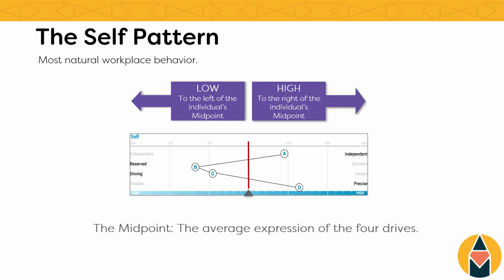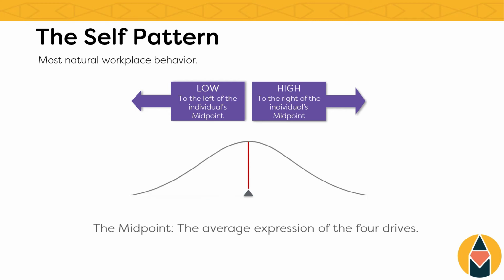The midpoint is used to describe the locations of the points on the pattern. Anything to the right of the midpoint is considered high, while anything to the left is considered low. And of course, there's no judgment with that. High is not better than low. As PI factors move further away from the midpoint, either higher or lower, the associated behaviors become stronger or more forcefully expressed. Maybe you've seen something like this before.